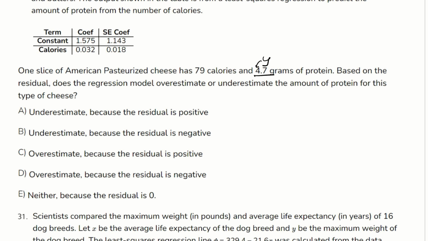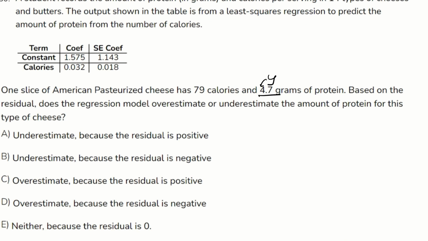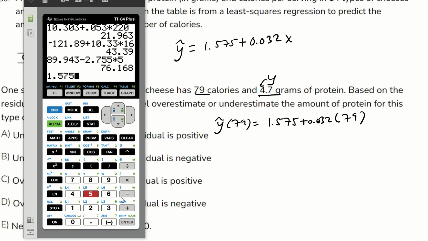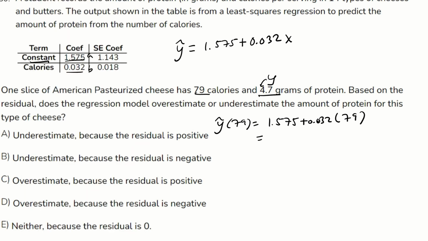That's the actual, that's the y. But if we compare that to the regression model, y hat equals 1.575 plus 0.032x, right? That's my a, that's my b, because a is my constant. And then if we plug in 79 calories, y hat of 79, let's plug that in there. So you get 4.103 grams.